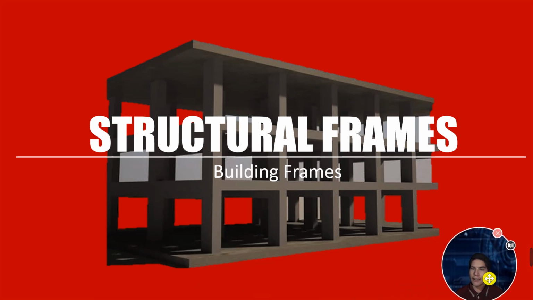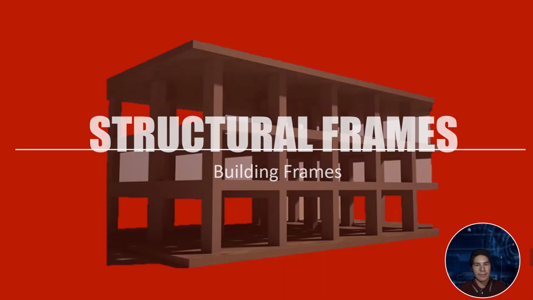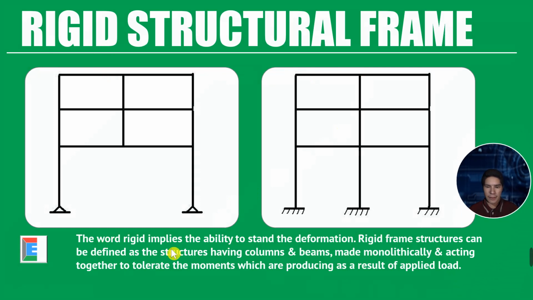So structural frames are building frames. So the types of structural frames, we have the rigid structural frame. The word rigid implies the ability to stand the deformation. Rigid frame structures can be defined as the structures having columns and beams, made monolithically and acting together to tolerate the moments which are produced as a result of applied load, such as shown in the figure.